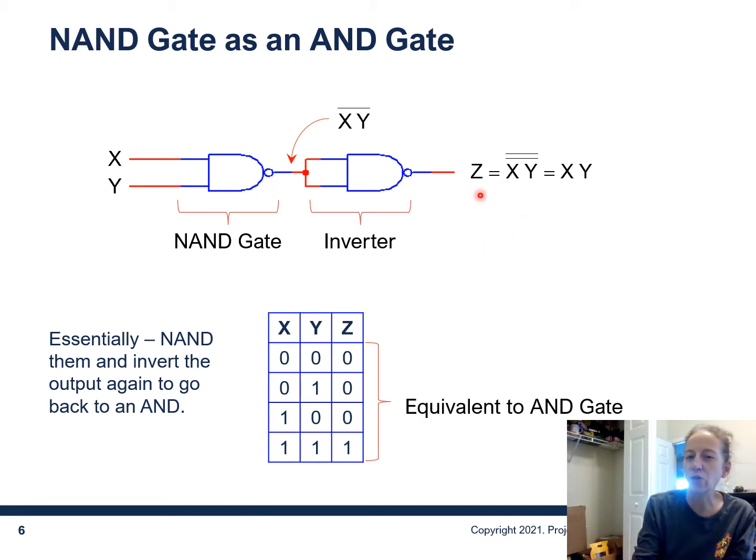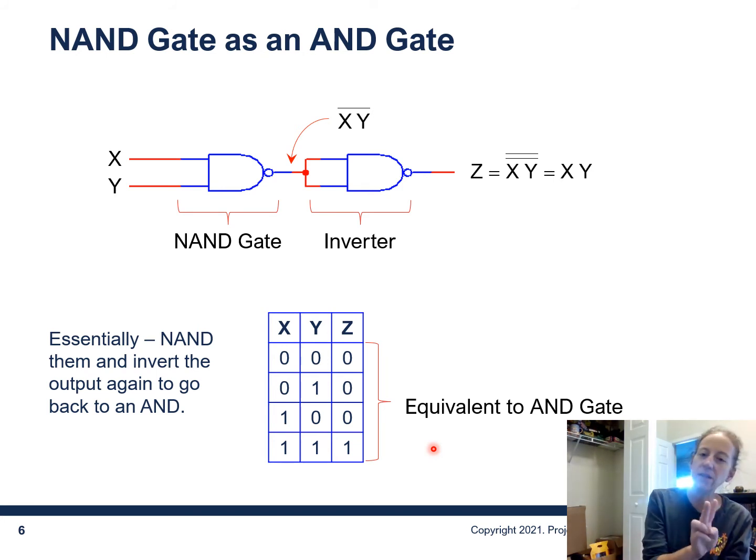And they work you through the Boolean here. So this is going to be the negation of X and Y. And then we're going to run it through an inverter, which is going to negate them again. And the two negations are going to bring you back to just X and Y. So if you want an AND gate, you can do that with two NAND gates.